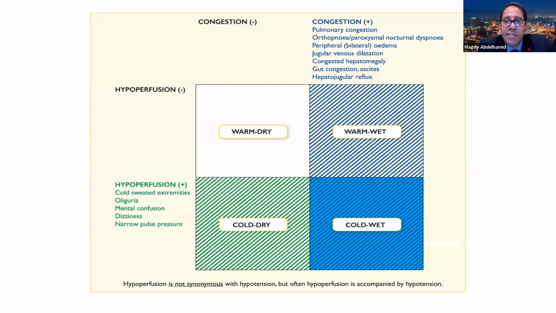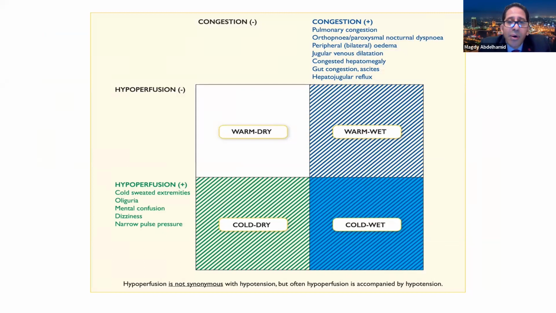In every patient presenting to the ER with acute heart failure, we have to assess the volume status as well as signs of perfusion. So congestion in the form of pulmonary congestion or dyspnea, PND, or high venous pressure, positive abdominal compression test, hepatomegaly, lower limb edema, etc. And hypoperfusion: cold sweating extremities, oliguria, mental confusion, dizziness, narrow pulse pressure.